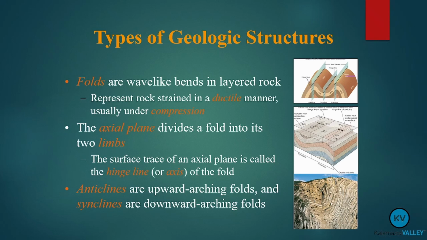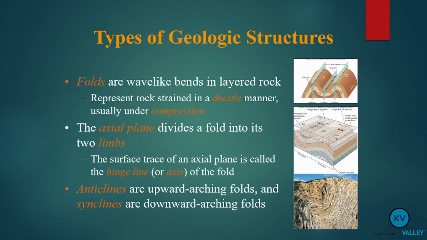That hinge line is a one-dimensional feature across that fold in the direction of the fold. The axial plane is a two-dimensional feature where we're basically slicing right along that hinge line. So that's that blue slice through that, or those blue slices through that top figure there. This is what splits any given fold into its limbs. So a left limb and a right limb, or really you can think of these as halves.